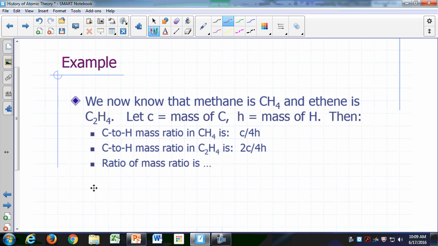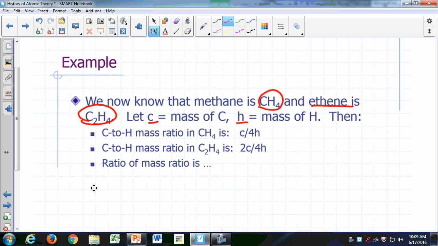Well, let's illustrate that with what we now know to make it easier. Methane, we now know, has a formula of CH4. The carbon to hydrogen ratio in methane is 1:4. And ethene, we now know, has a formula of C2H4. The carbon to hydrogen ratio is 2:4 or 1:2. So let's say little c is the mass of a carbon atom, and little h is the mass of a hydrogen atom.